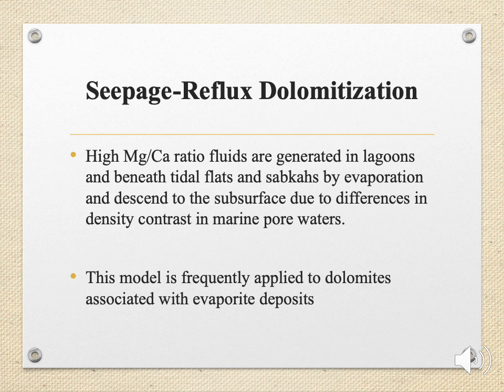The high magnesium calcium ratio fluids are generated in lagoons and beneath tidal flats and sabkhas via evaporation. They descend to the subsurface due to differences in density contrast with the marine pore waters, and this model is frequently applied to dolomites associated with evaporite deposits.